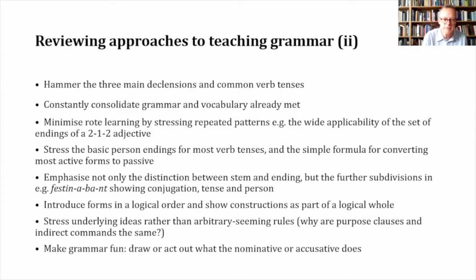2-1-2 adjective. Stress the basic person endings for most verb tenses, the simple formula for converting most active forms to passive. Emphasize not only the distinction between stem and ending, but the further subdivision. So in festinabant, you're going to show the conjugation, the tense, and the person by different bits of the word. Introduce forms in a logical order and show constructions as part of a logical order. Obviously, you're at the service of whatever textbook you're using there, but as far as possible, that needs to be emphasized, even if the book doesn't always seem to do so.